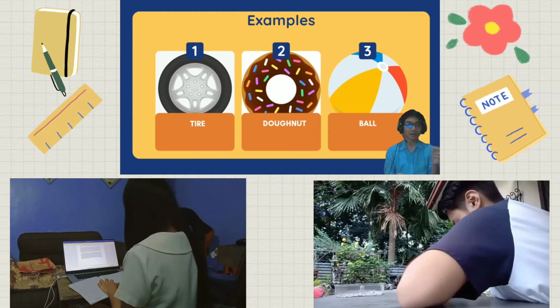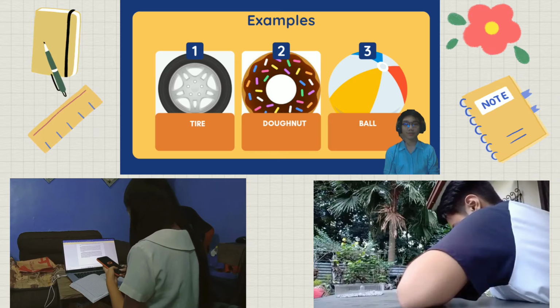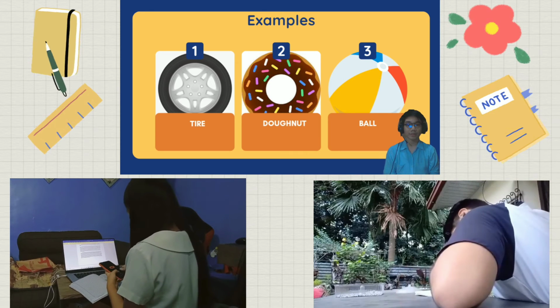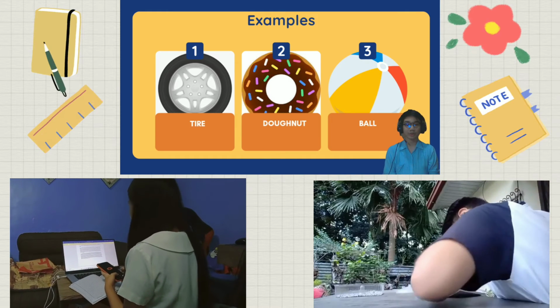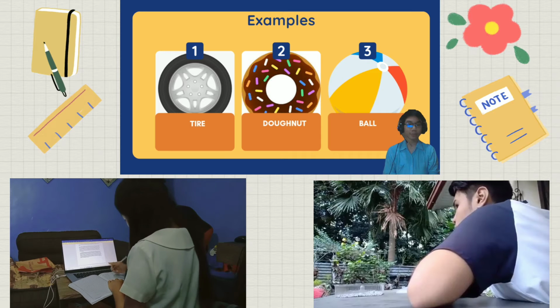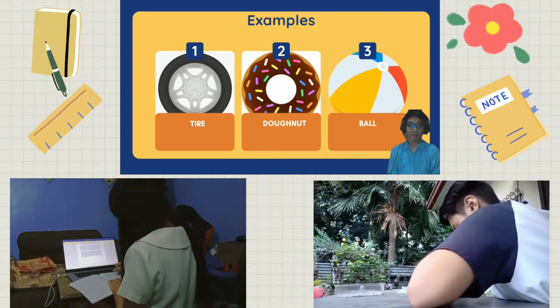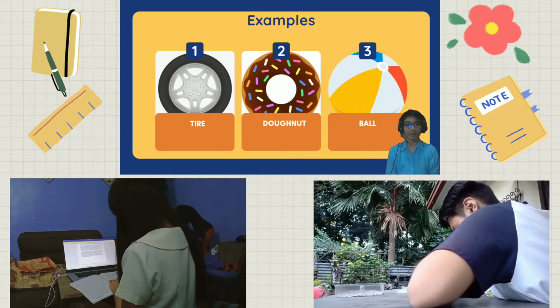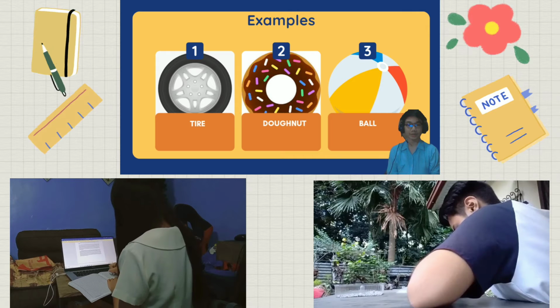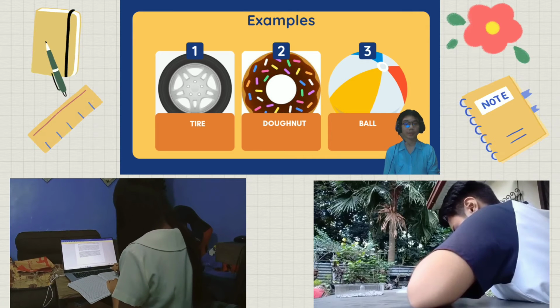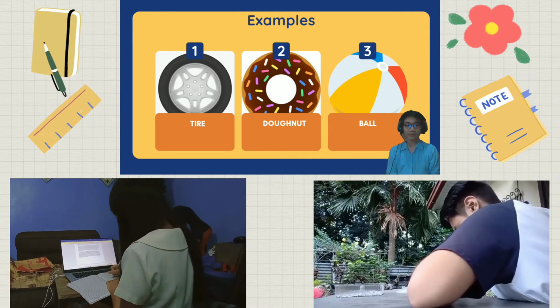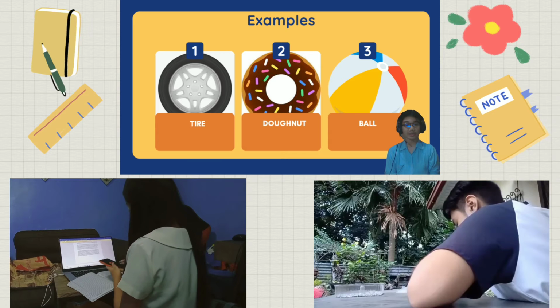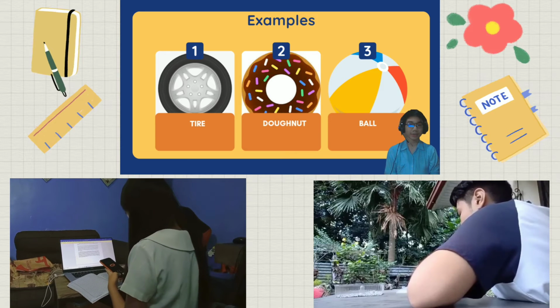So let's take the points of both sides, which are (-5, 0) and (5, 0). First, we need to find the center, so we use the midpoint formula. That is (x sub 2 plus x sub 1) divided by 2, and (y sub 2 plus y sub 1) divided by 2. After we do that, we get (0, 0) as the center of our equation.